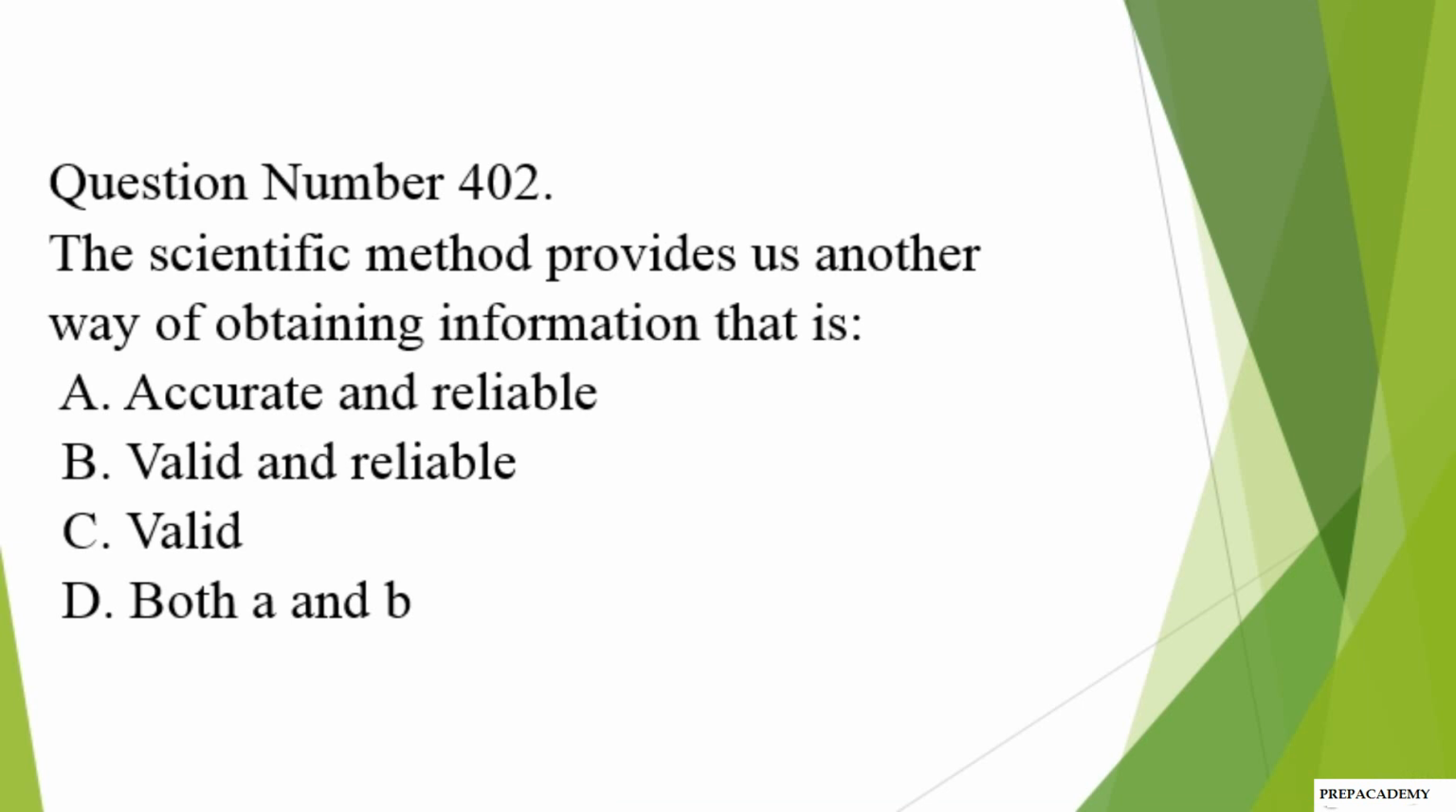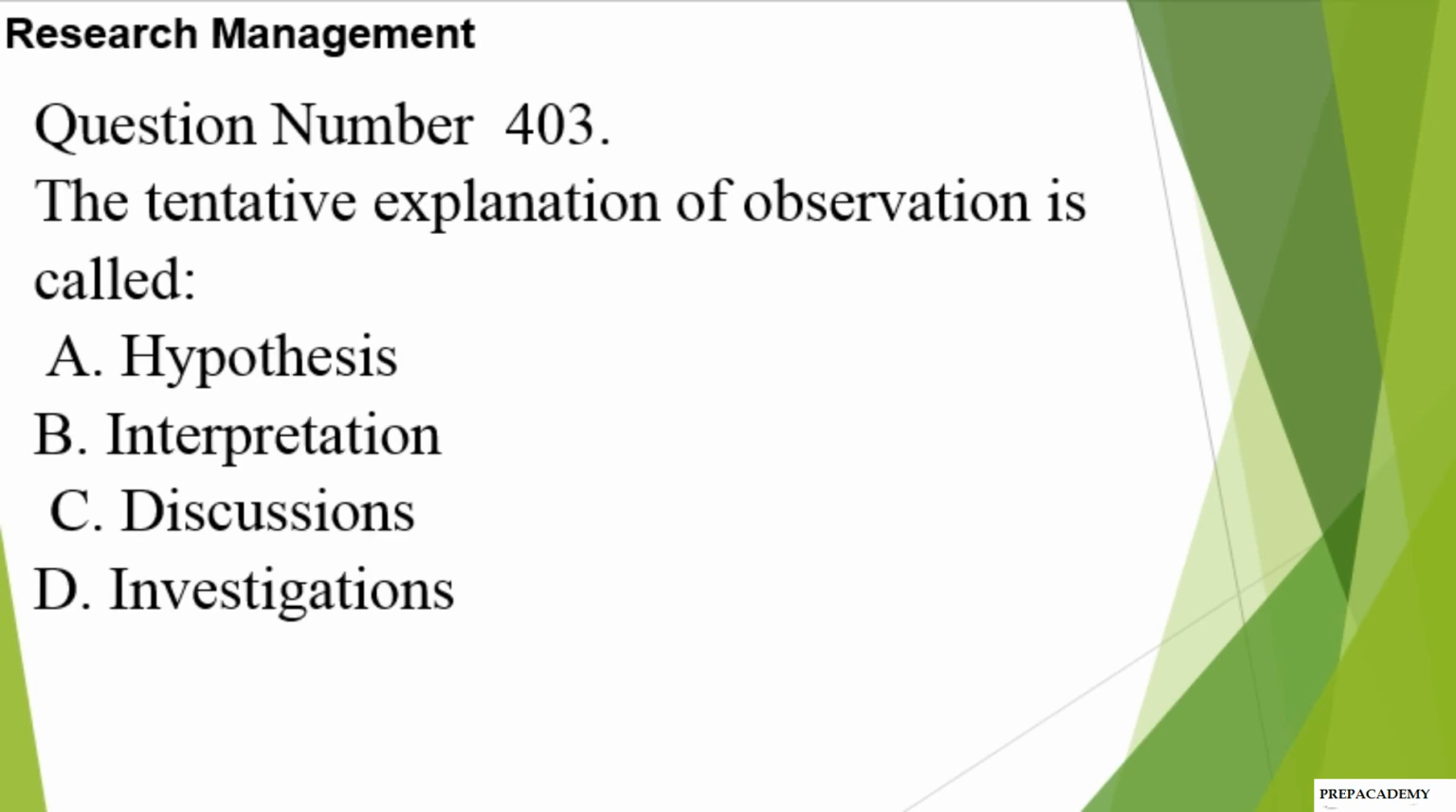Question number 402. The scientific method provides us another way of obtaining information that is A. Accurate and reliable. B. Valid and reliable. C. Valid. D. Both A and B. The correct answer is option A. Accurate and reliable.